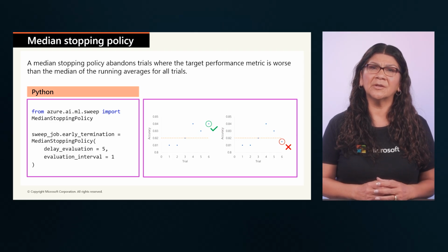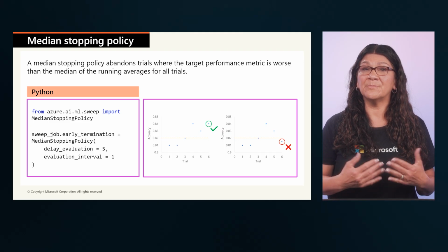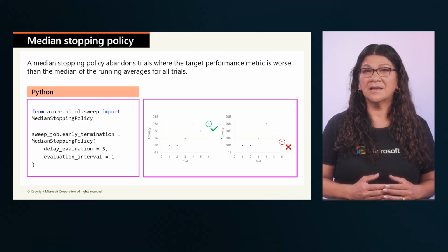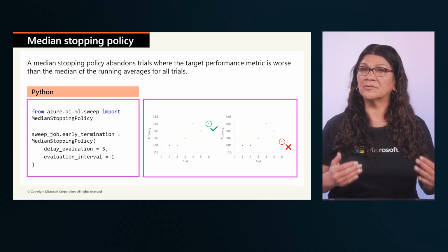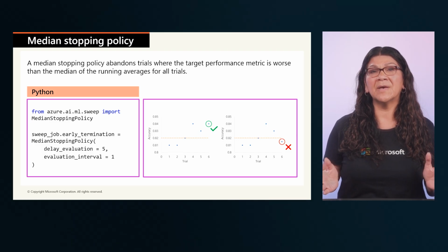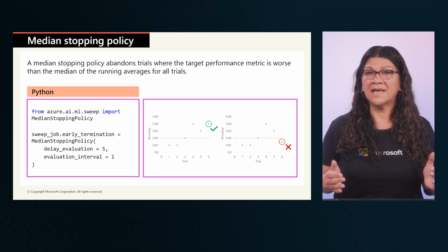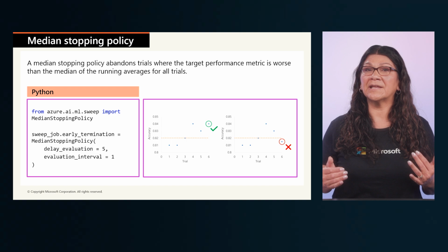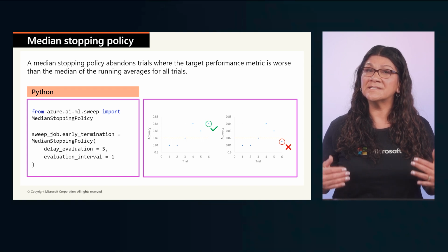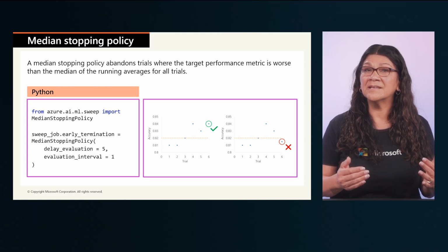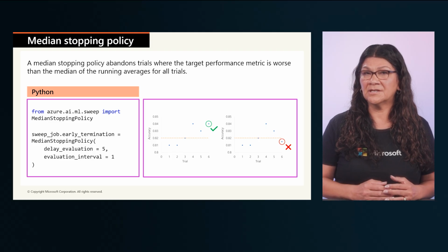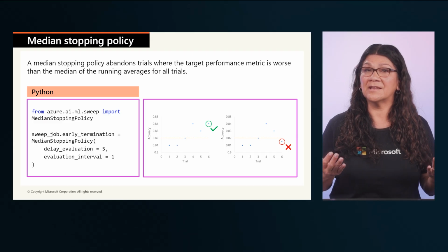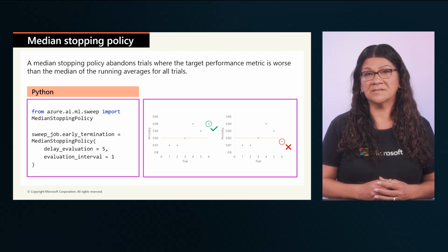For example, the following code applies a median stopping policy with a delay of 5 trials and evaluates the policy at every interval. If the primary metric is accuracy, and after 5 trials, the median accuracy is 0.82, a new 6th trial must exceed 0.82 to continue. Otherwise, the policy stops the run early to avoid wasting resources.